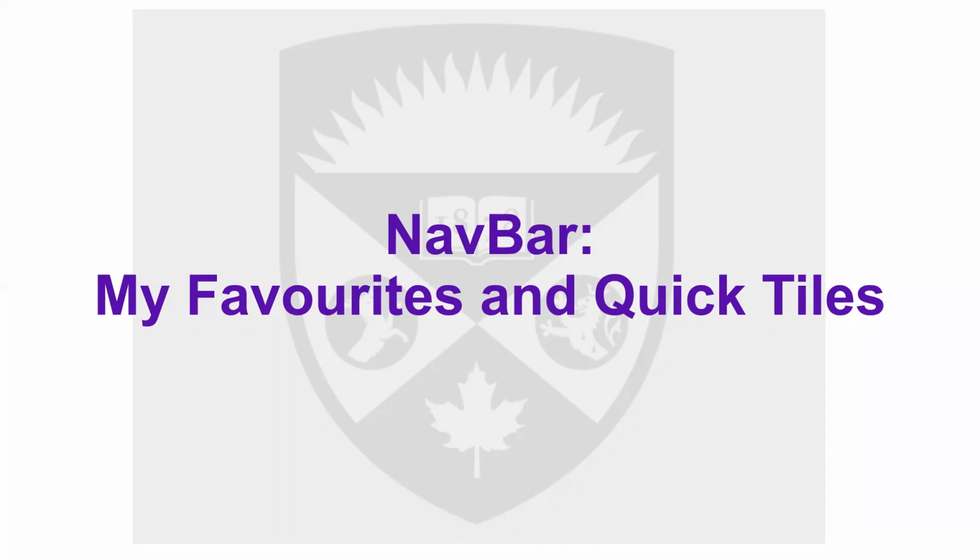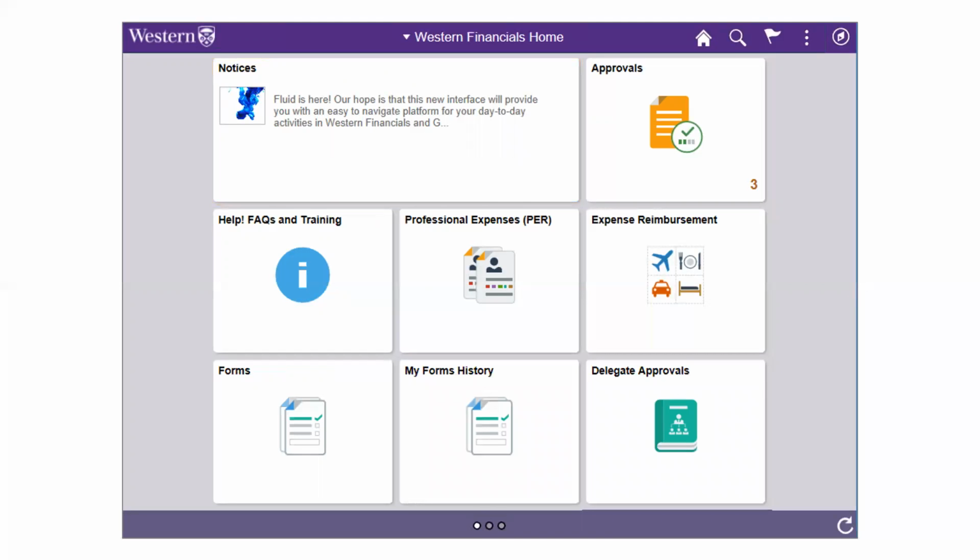Navbar, home of My Favorites and Quick Tiles. If you used My Favorites to access pages in the current Western Financials and Grants, not to worry, they're still here. My Favorites can be found in the Navbar, located in the right corner of the banner along the top of your screen.